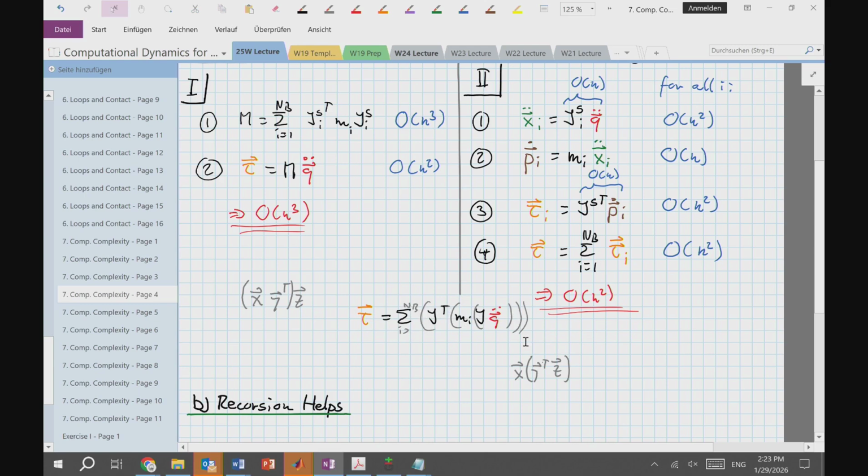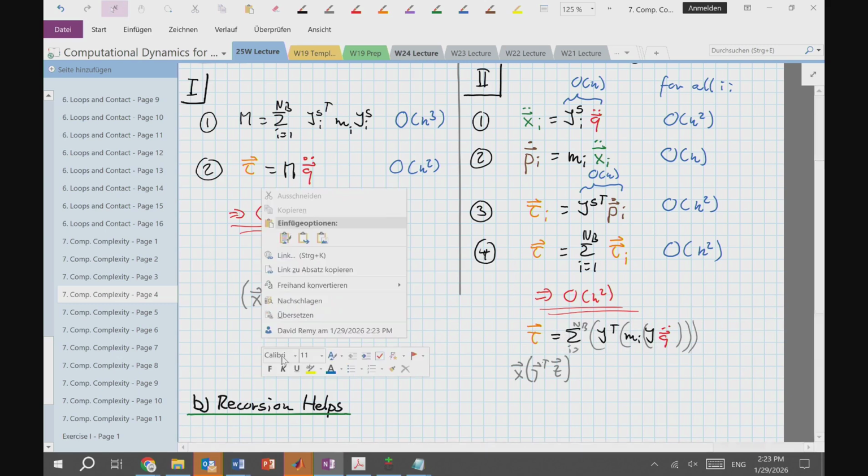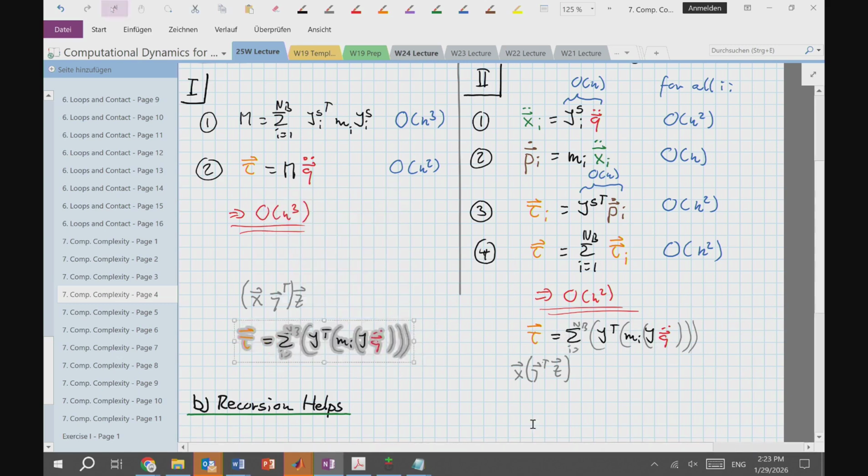Just in one case, you don't have to copy this, I just want to highlight it. In one case, we do it in the smart order, and in the other case, we do it in the stupid order, where here we would first do this, we would then do the sum, and at the very end multiply with this matrix. And that's just unfortunate sequencing that makes the whole algorithm slow. I hope everyone sees that, right? And it's just an example of this idea here.